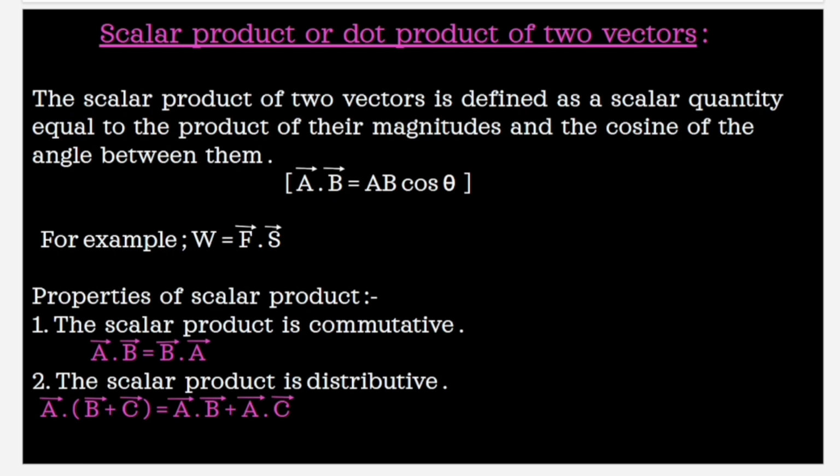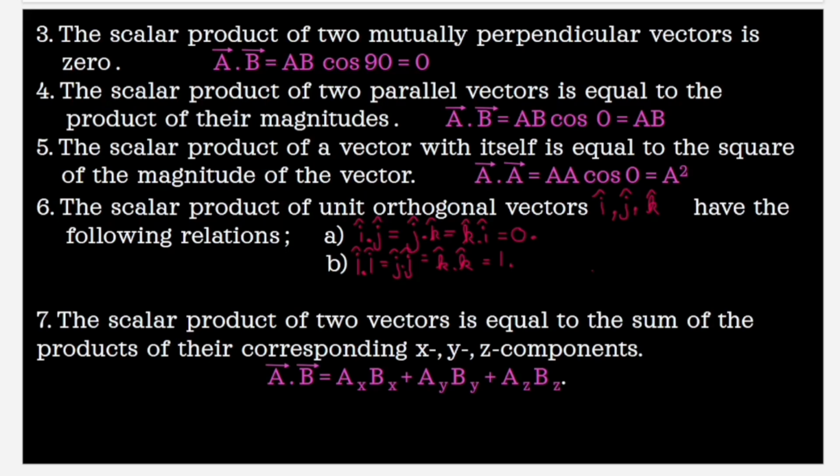Properties of scalar product. First property. The scalar product is commutative. That is A vector dot B vector is equal to B vector dot A vector. Second property. The scalar product is distributive. That is A vector dot (B vector plus C vector) is equal to A vector dot B vector plus A vector dot C vector.